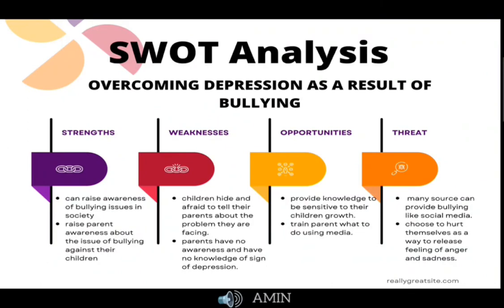Next are opportunities. Among the opportunities we can get is to gain knowledge about the sensitivity of parents to the growth of their children. Indirectly, parents can detect more quickly if their children are experiencing this depressive problem. In addition, appropriate steps can be taken, such as taking their child to a psychologist. Another opportunity is to spread the sensitivity of parents to the problem of depression faced by their children due to bullying by using mass media and social media.